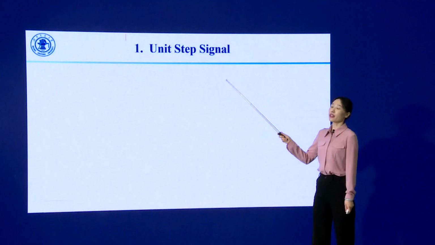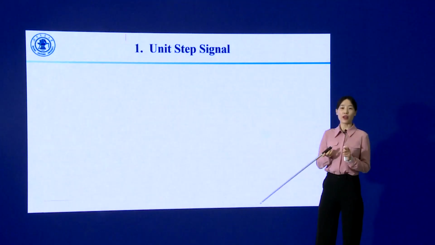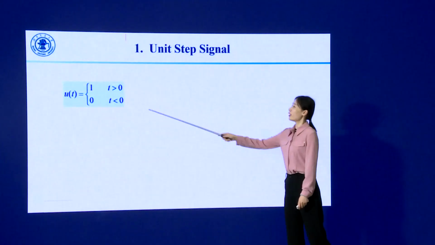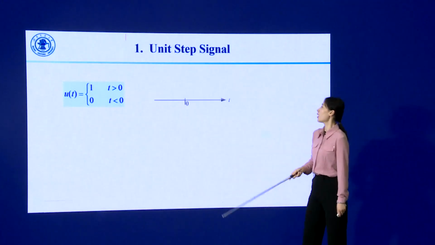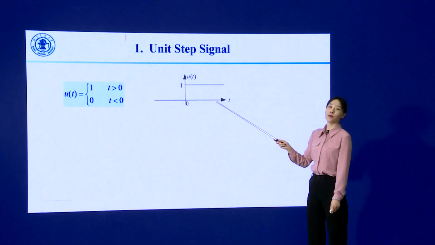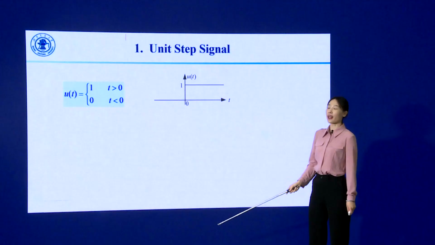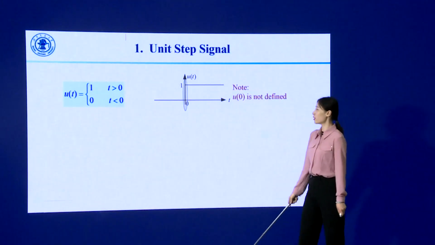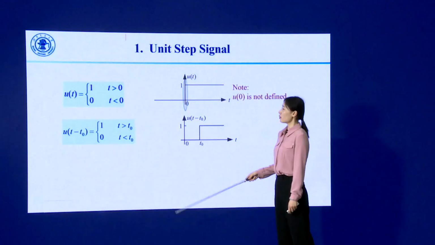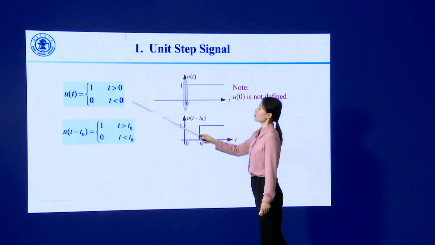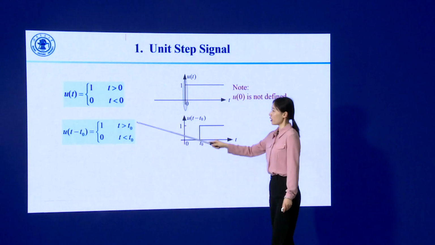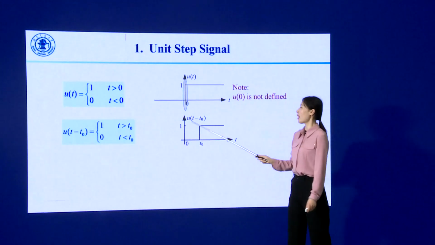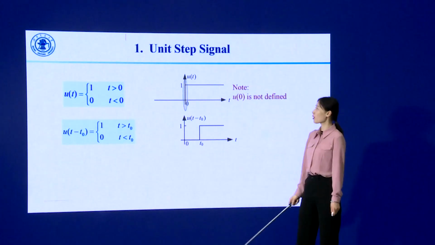The unit-step signal is one type of singularity signal. Here is the definition, and this is the waveform. It should be noted that U of 0 is not defined. The time-shifting version of this U of t is expressed in this equation, and here is the waveform.